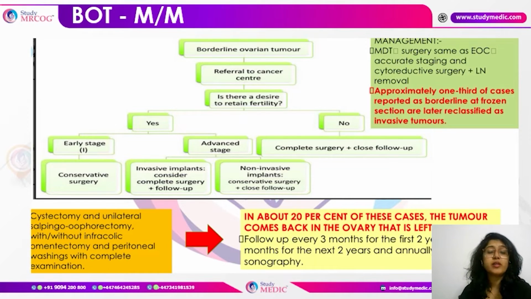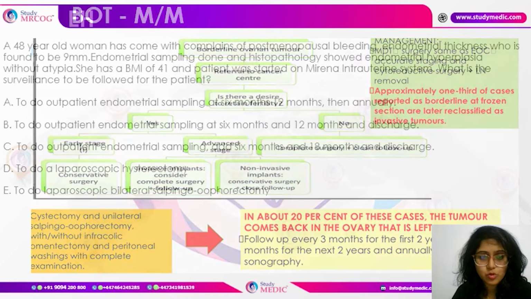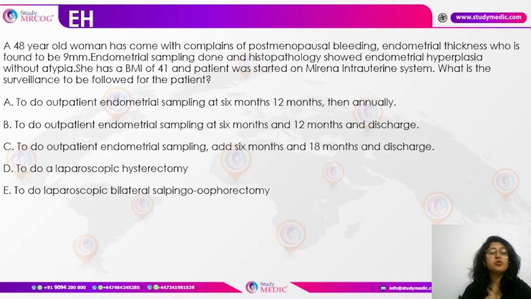However, in BOT, there is no role of chemotherapy. This is again a very important thing to remember. There is no role of chemotherapy in a case of a BOT. The most characteristic mutation associated with BOT is BRAF or KRAS mutation. Now coming to the second question, that is on endometrial hyperplasia.